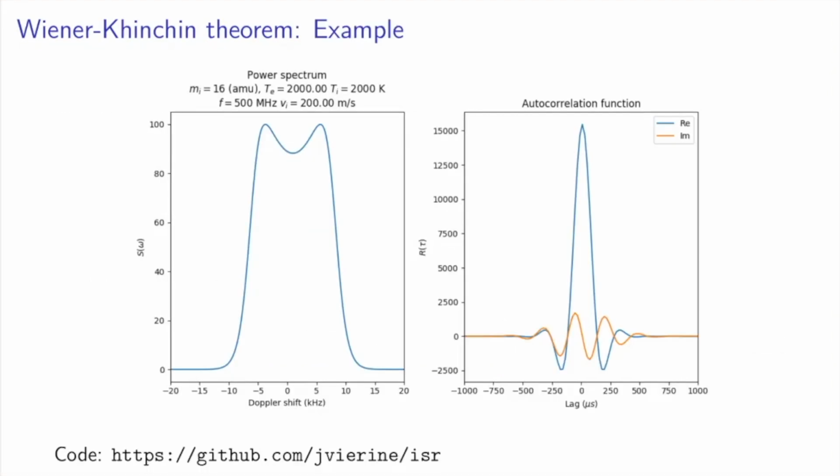Here is an example of the Fourier duality of the power spectrum S of omega and the autocorrelation function R of tau. On the left-hand side, you can see an incoherent scatter spectrum S of omega corresponding to typical F region ionospheric plasma parameters. I've used a non-zero ion velocity. On the right-hand side, you can see the inverse Fourier transform of the power spectrum S of omega, which corresponds to the autocorrelation function R of tau.